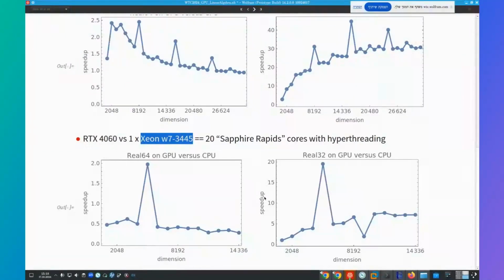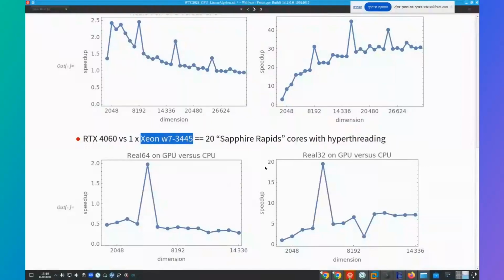Right there, we have this little spike at this size, which I'm not sure about. I presume it has something to do with optimal memory sizes or cache sizes, but we have it at both of them. But we get a much more modest speedup, maybe a factor of 7 or so. Considering $300 versus $2,500, that's not bad.